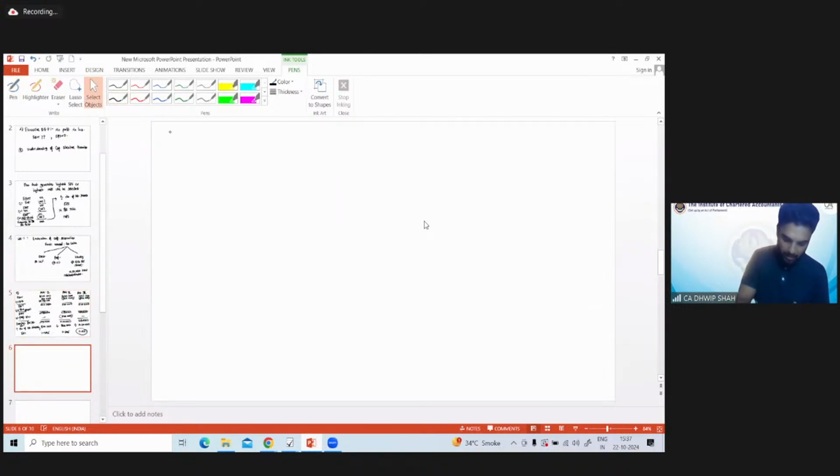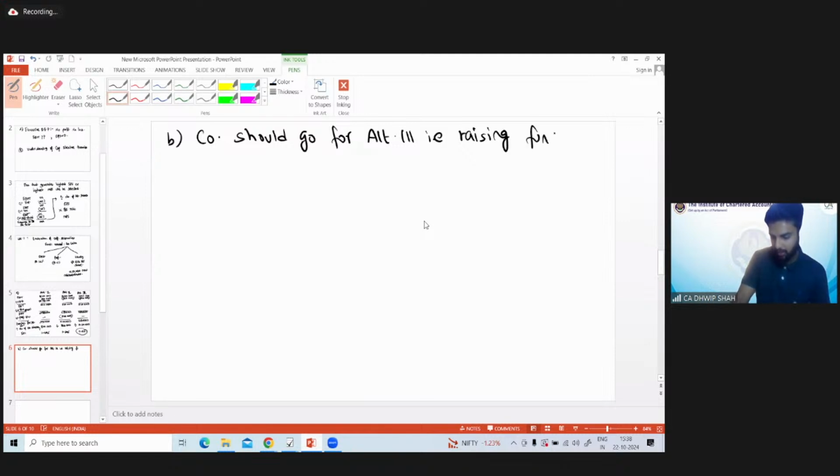So part B, the company should go for alternative 3, that is raising funds through equity as EPS is maximum. Yes or no?